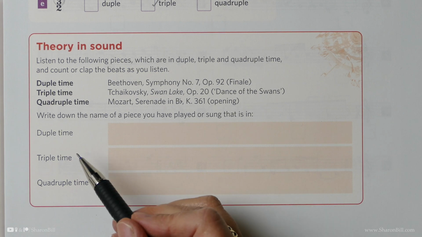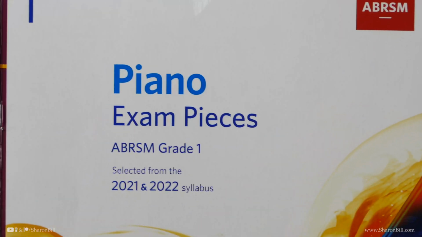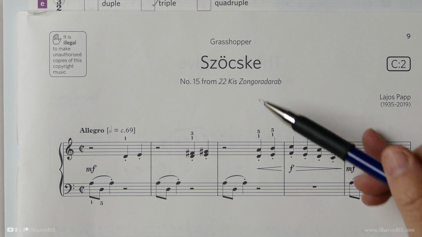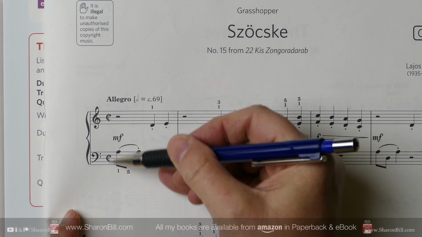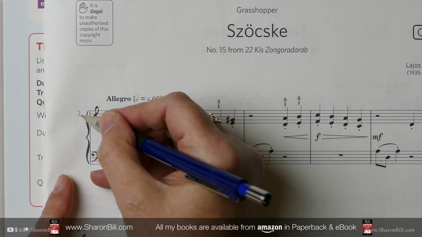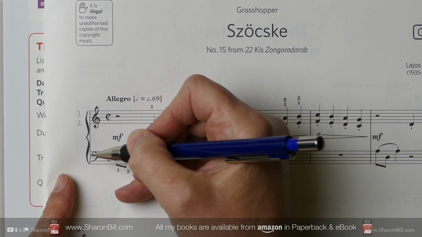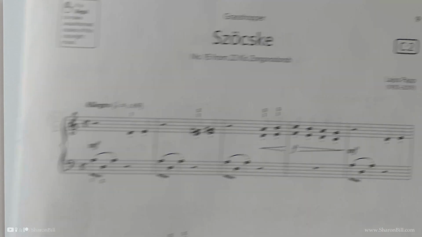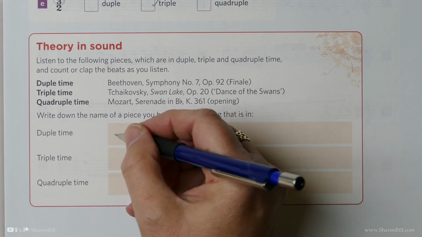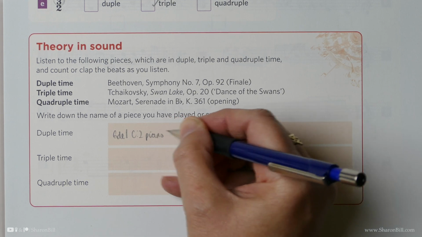And so to find an example of duple time, first of all I had a look through the grade 1 ABRSM piano syllabus, and the C piece here, the Grasshopper, I'm not going to even pretend to pronounce the Hungarian title, but we can see here this is our split common time, which we know is 2/2, and so it's duple time, even though we're counting in minim beats or crotchet beats, it doesn't matter, it's duple time. So there's an example of duple time. So I'm going to say grade 1 C2 piano, the Grasshopper.